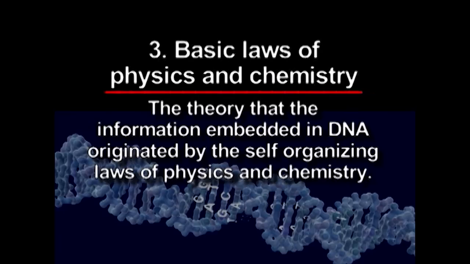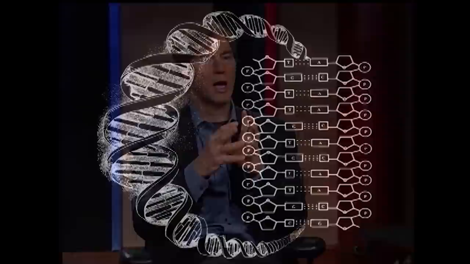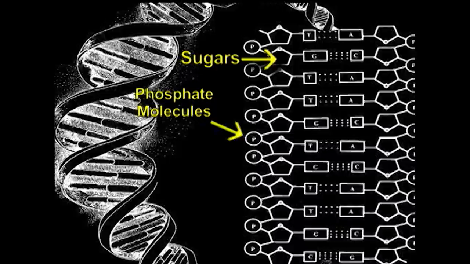And then the third approach has been to invoke basic laws of physics and chemistry to try to say, well, maybe we can explain the arrangement of the parts in the critical information-bearing parts of the DNA molecule as a result of forces of chemical attraction. If you look at the chemistry of DNA, you see on the two sides of the molecule little P's and little pentagons. Those are the sugars. The sugars are in the pentagonal shape. The P's are the circular phosphate molecules, represented with circles. That's the backbone of the molecule.